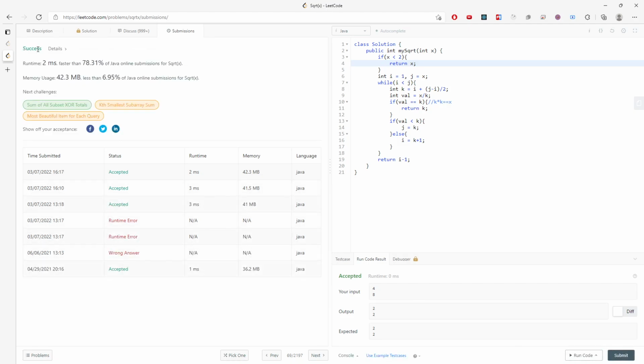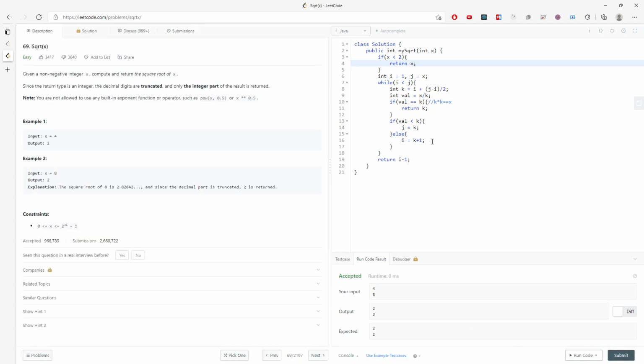So let's talk about the time and space. In this scenario, the time is going to be log n. It cuts in half every single time, so it's log base 2. The space is constant. So this is a solution, and I will see you next time.